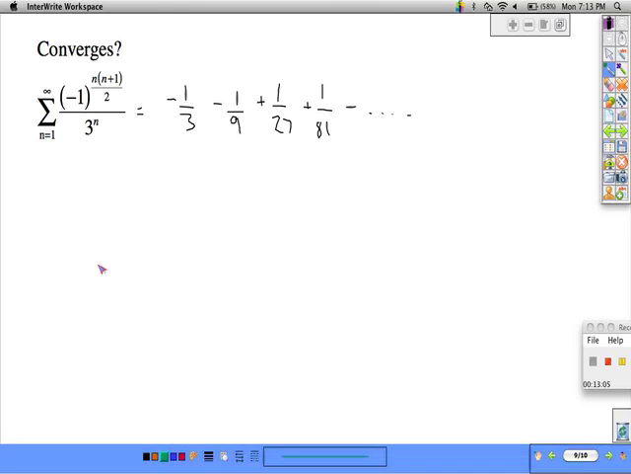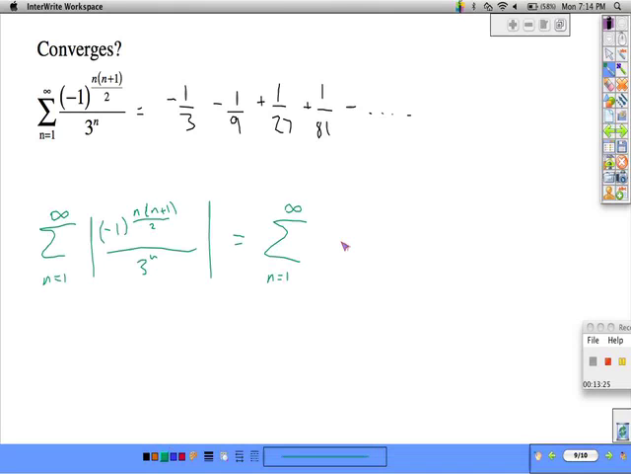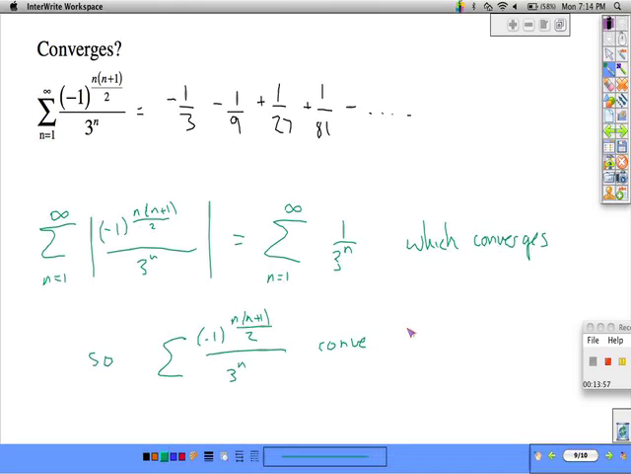But what we can do is look at the absolute value of this. So since the absolute value of that converges, our series converges absolutely.